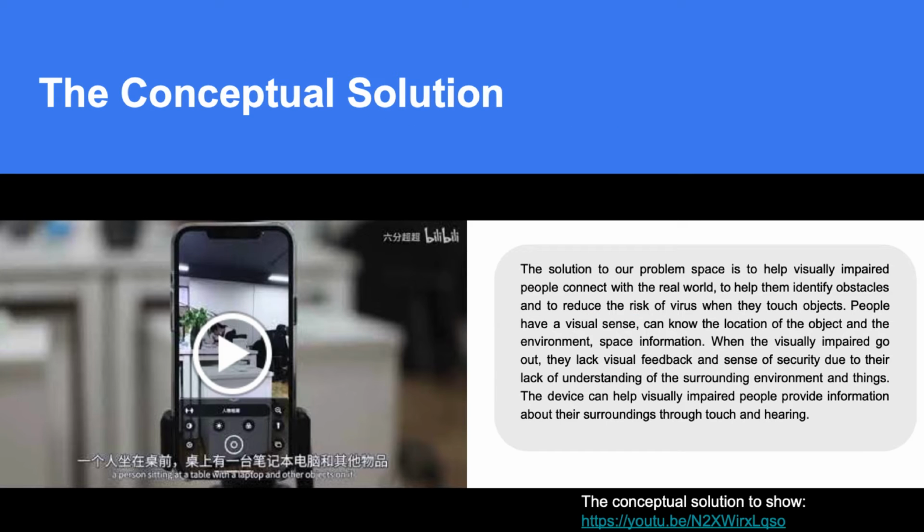Our conceptual solution idea is to help visually impaired people connect with the real world, to help them identify obstacles and reduce the risk of virus when they touch objects. People with vision can know the location of objects and the environment and space information. But when visually impaired people go out, they lack visual feedback and a sense of security due to the lack of understanding of the surrounding environment. The device can help visually impaired people by providing information about their surroundings through touch and hearing. I have a conceptual solution video to show you.